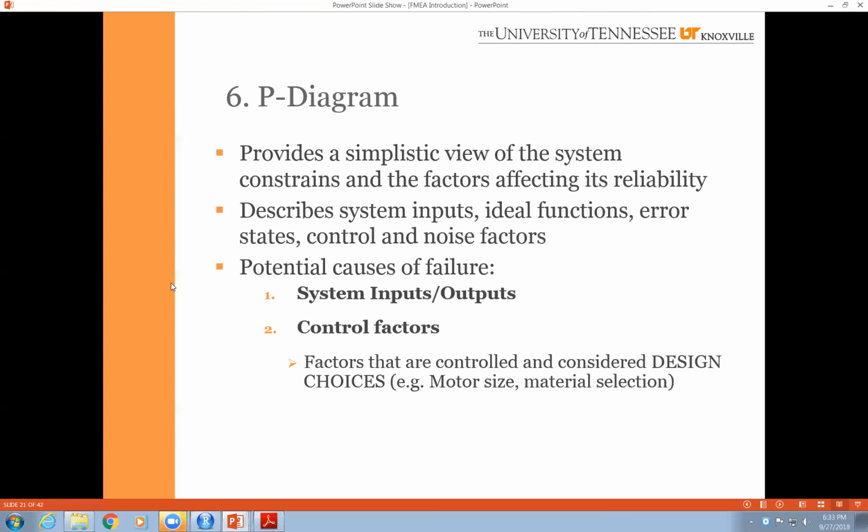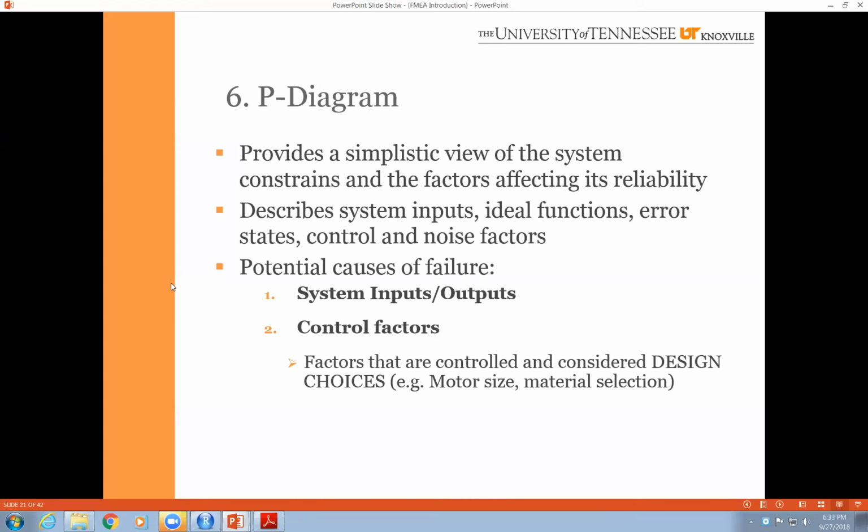Next one is the P-diagram, or parameter diagram. It's another tool that you use to start thinking about some additional factors. It could be that system inputs and outputs could be causing a failure. Again, an input could be a signal coming in that caused the damage. Or an output, like I mentioned in that example, an output from a VFD could cause a failure to the motor. Control factors are basically factors that are controlled in the design, maybe material type, material thickness, and so on. How could it be a cause of failure?